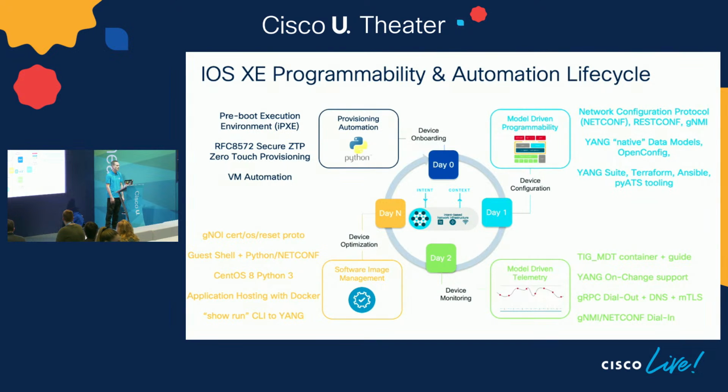As far as the programmability and automation lifecycle goes on iOS XE, there's quite a rich feature set. On the top right side, we have the core API. This is our NETCONF API. This is our REST API, that's backed by the Yang data models. gNMI and all of the Yang native data models are all part of the core API.